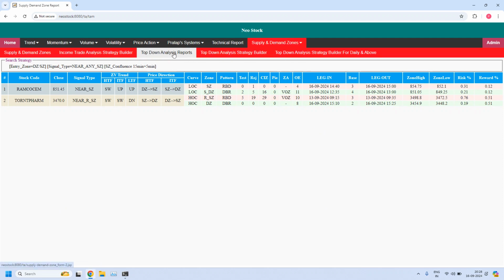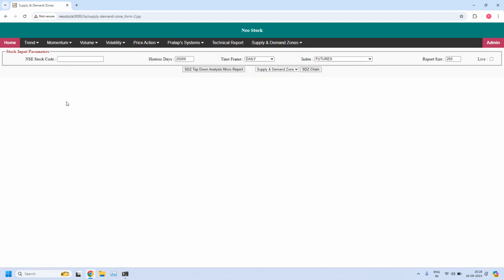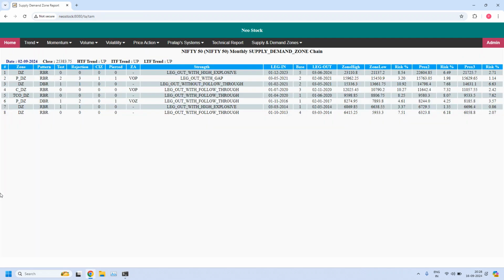Next is let us generate NIFTY and BANKNIFTY supply demand zone chain. Let's start with NIFTY 50. Starting from monthly time frame, I am generating monthly supply demand zone chain for NIFTY. So this is the filter list.